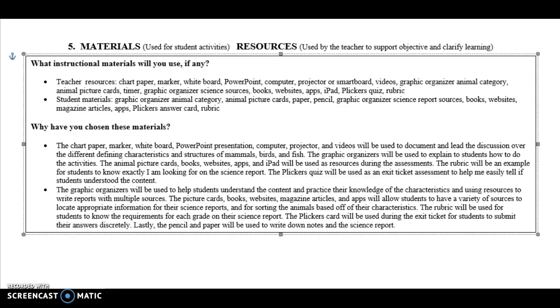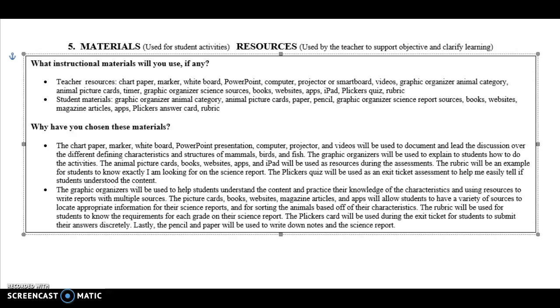the content. The graphic organizer will be used to help students understand the content and practice their knowledge of the characteristics and using resources to write reports with multiple sources. The picture cards, books, websites, magazine articles, and apps will allow students to have a variety of sources to locate appropriate information for their science reports and for sorting the animals based off of their characteristics.